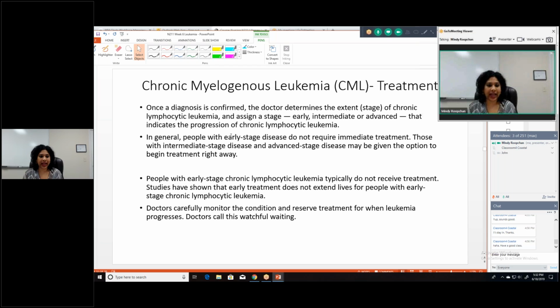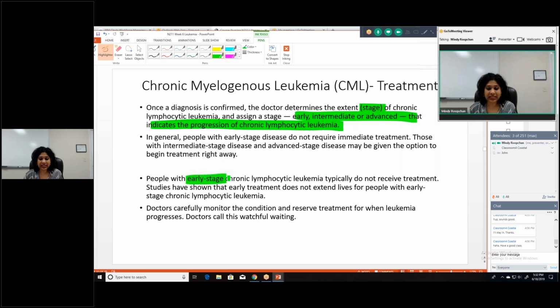So here's a treatment now. Once we've diagnosed them and we've got a treatment, the doctor is going to look at the stage. So they're going to stage the CLL or the CML to assign a stage. Early, intermediate, or advanced indicates progression of the disease.